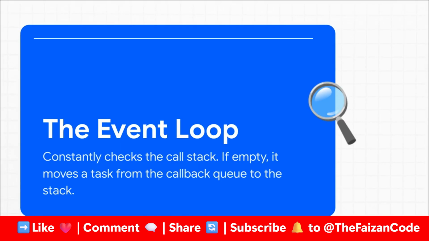So what does it do? Well, the event loop has one primary job. It's like a relentless gatekeeper for the main thread. All day, every day, it just asks one simple question over and over. Hey, is the call stack empty? If the answer is yes, bam, it grabs the next waiting task from the queue and puts it on the stack to run. It sounds simple, but it is incredibly powerful.